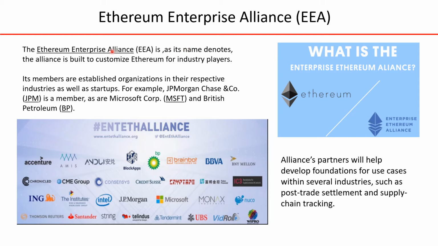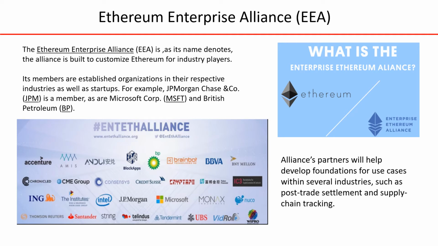Many companies have been associated, they are already in the alliance to customize Ethereum for industry players. Its members are established organizations in their respective industries as well as startups. So although this is a new player in the market, the members who have been associated with Ethereum are well-known established organizations. For example, JP Morgan, Microsoft, British Petroleum. These are the big names. There is a long list in the alliance with Ethereum.